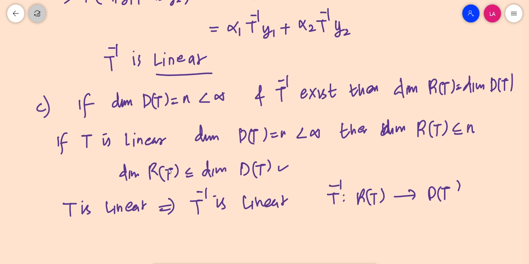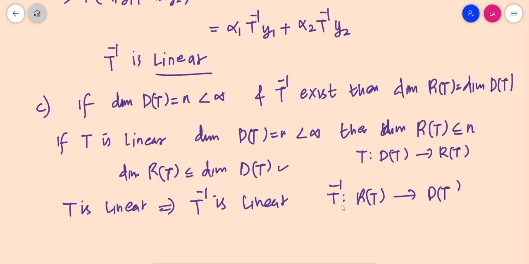T inverse is linear and dimension of R of T is actually finite. We can apply this theorem on T inverse. So T inverse is linear and dimension of R of T is a finite number. Then the dimension of the domain should be less than or equal to the dimension of the range. So in this case, T is a map from D of T to R of T, and dimension of D of T is finite implies dimension of R of T is less than or equal to dimension of D of T.